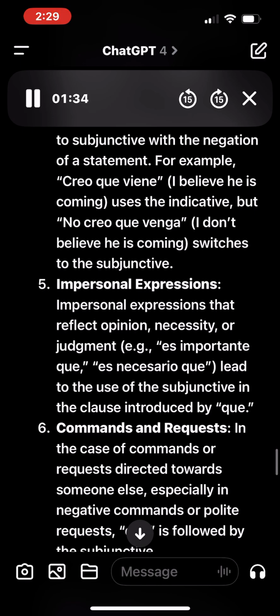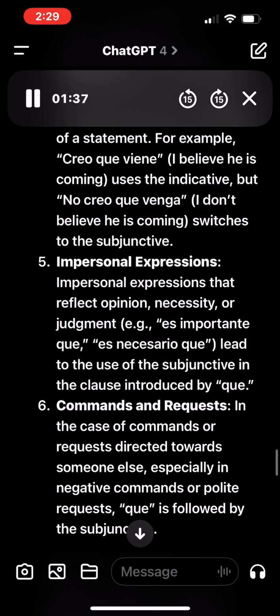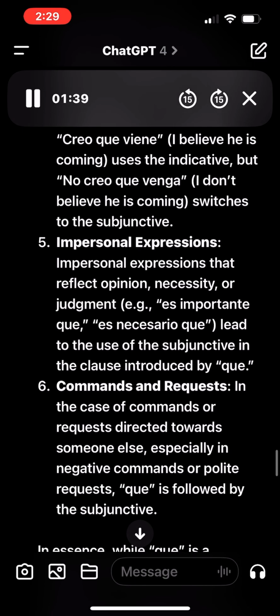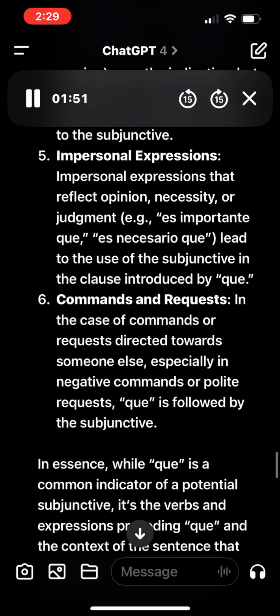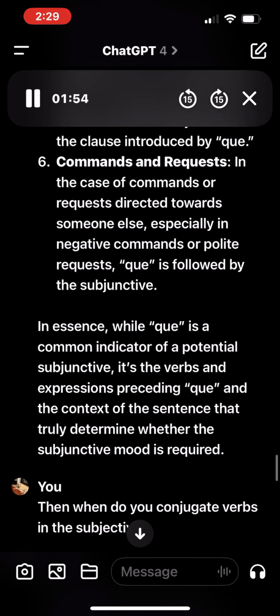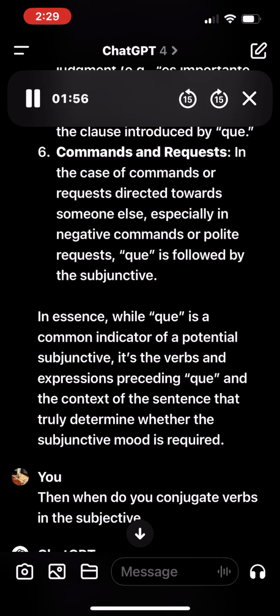5. Impersonal expressions. Impersonal expressions that reflect opinion, necessity, or judgment, e.g., es importante que, es necesario que, lead to the use of the subjunctive in the clause introduced by que. 6. Commands and requests. In the case of commands or requests directed towards someone else, especially in negative commands or polite requests, que is followed by the subjunctive. In essence, while que is a common indicator of a potential subjunctive, it's the verbs and expressions preceding que and the context of the sentence that truly determine whether the subjunctive mood is required.